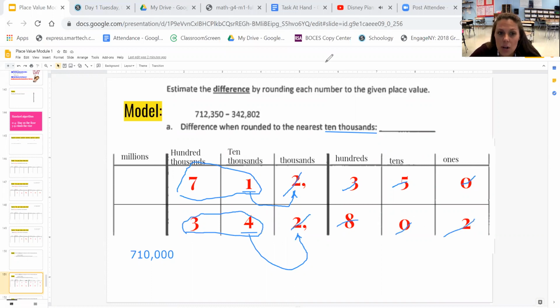So if you did this correctly, you should have had 340,000. Now we're not done. It said to round them to find the difference. Difference means subtract. We need to find the number in between them, right?